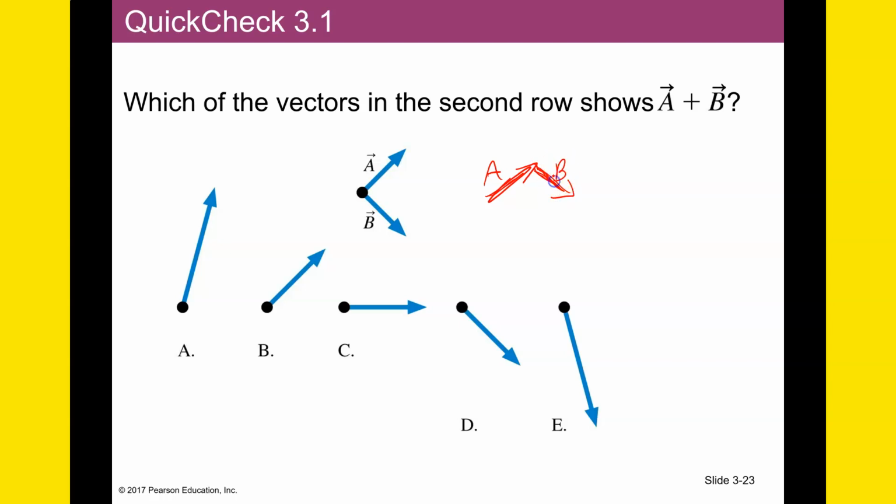And there's vector B. And then the overall result of adding A and B would start where A started and end where B ended. So it starts where the first vector started and it ends where the last vector ends. And so this would be the overall result of A plus B. And so that is choice C.